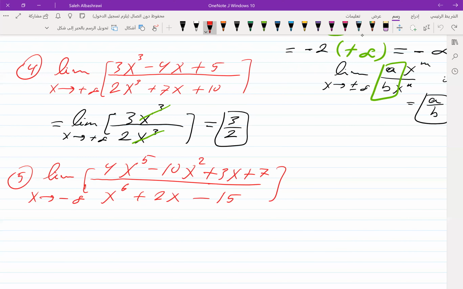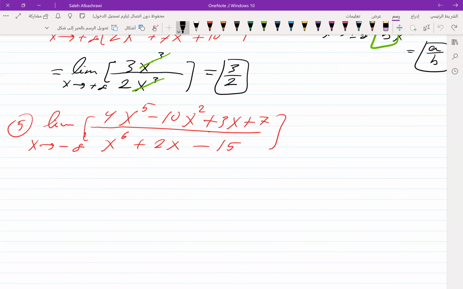Again, since I have a polynomial divided by a polynomial, be careful about this one. If I have a polynomial divided by another polynomial, take the highest power up and down. So this is equal to the limit of the highest power up, which is 4x to the power 5, over the highest power down, x to the power 6, as x goes to minus infinity.